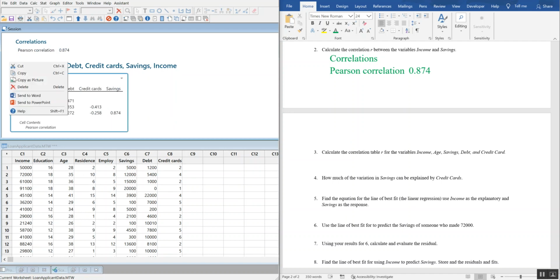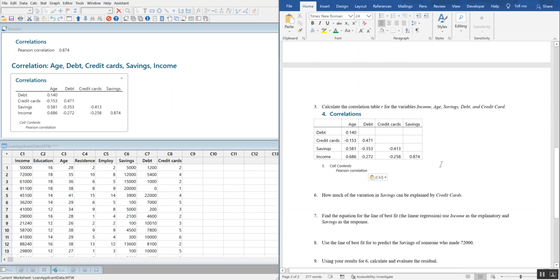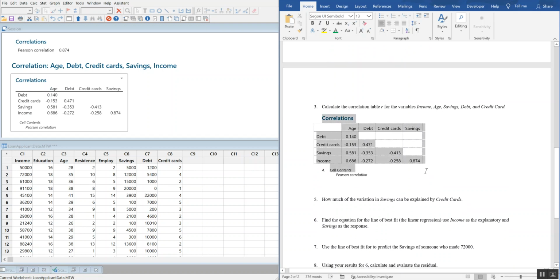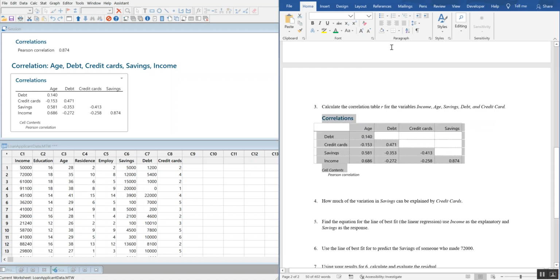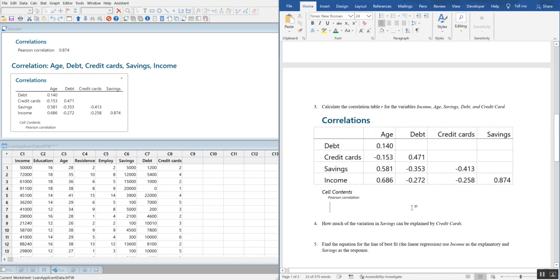All right, I've got my table, and I'm going to copy it and paste it over here. And I hate it when it wants to automatically number everything. Let me make this a little bit bigger so it's a little easier to see.